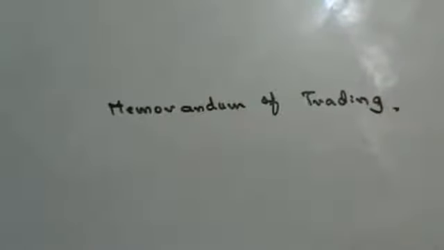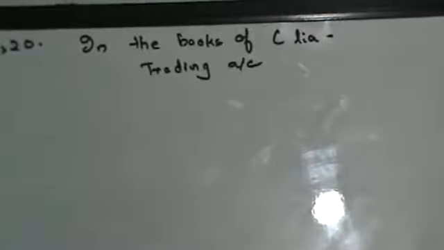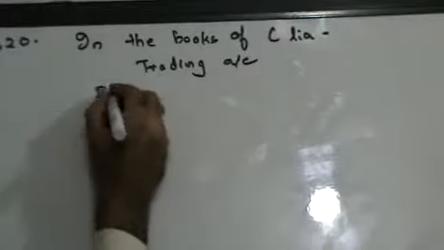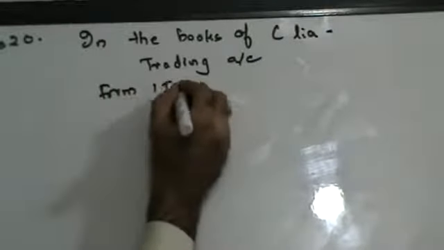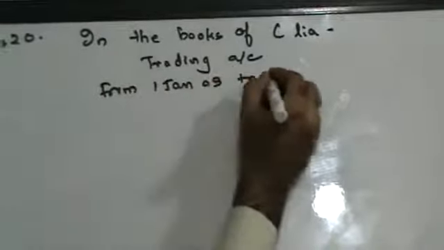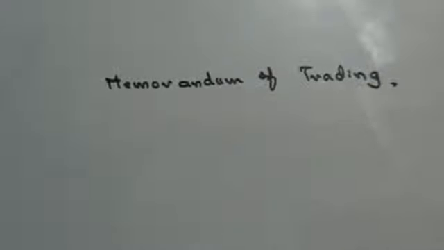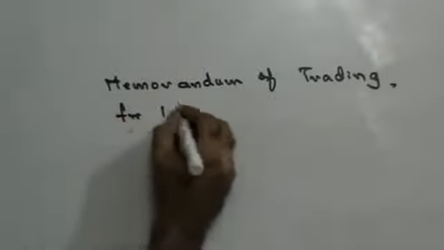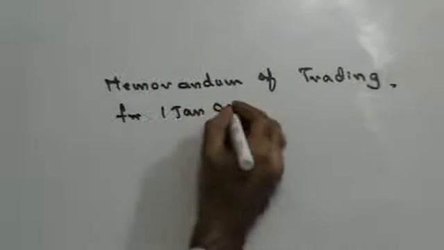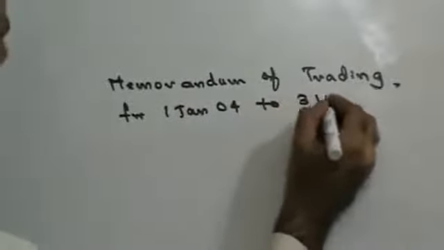Now, trading account is for the year ending 31st December 2003. That means it is going to be from 1st Jan 03 to 31st December 03, right? And April, they're saying that a fire occurred in April, from 1st Jan 04 to 31st March 04. That's my memorandum of trading.